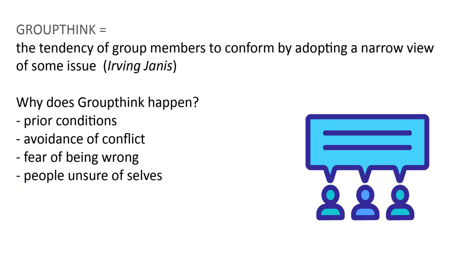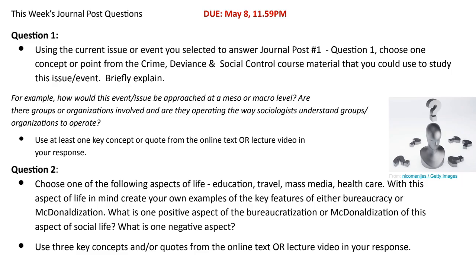Okay, so we'll end the video here with looking at the journal post question. And this is one where I think you might be able to use, depending on the issue, the current issue or event that you chose for journal post number 1. So, for instance, is that an issue or an event, particularly if it was a negative or a harmful event or issue? Is there a group of people that are responsible, potentially, for that issue or that event? And was that maybe the result of, and is there any evidence of groupthink involved in that?